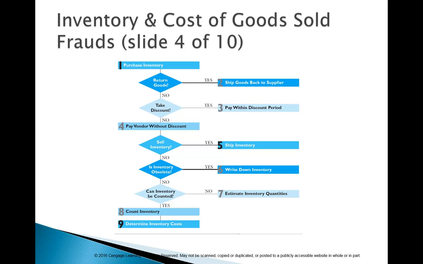Inventory accounting is complex. Anytime you create complexity, you create an opportunity to commit fraud. So if you sell your inventory, you ship it. If the inventory sits on the shelves for a long period of time, it may become obsolete, so you do your lower of cost or market calculation. You write it down if the market value is actually lower than what you paid for it. Then you determine if it can be counted in inventory at year end. Year end comes, you count your inventory, and then you calculate your cost of goods sold.